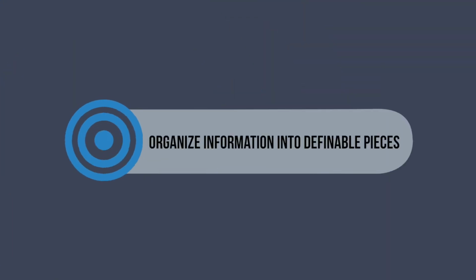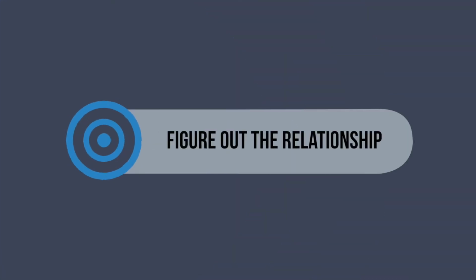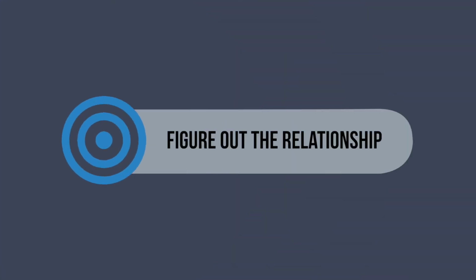So the first step is organizing your information into definable pieces. Classic example would be having your sales leads, and then having customers, and then having projects, and then having invoices as an example. And trying to figure out, well, this piece links to this piece, links to this piece, links to this piece, ideally. The second step is figuring out what is that exact relationship. So how does the information relate together?